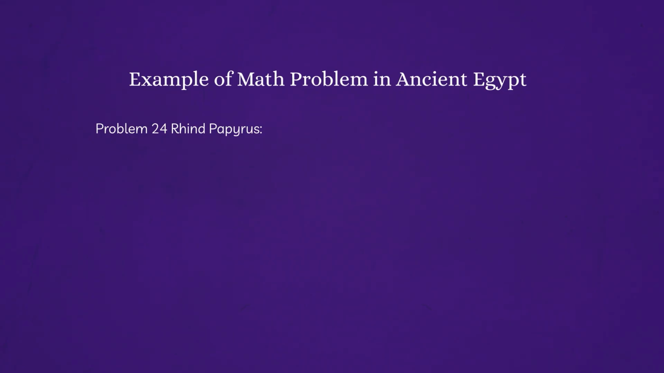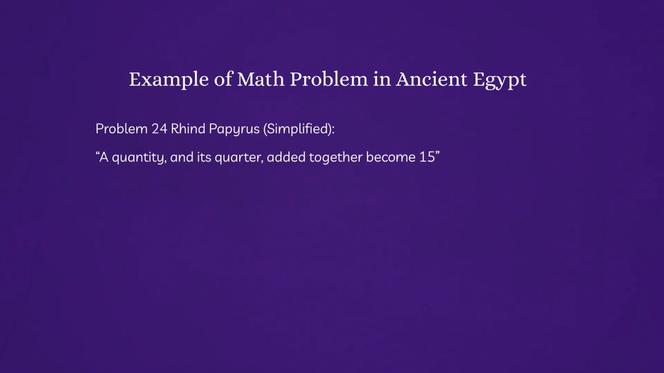In the Rhind papyrus, we find problems like this. A quantity and its seventh added together become 19. That's the original, but to make the method clearer, let's look at a simpler version with a quarter instead of a seventh. A quantity and its quarter added together become 15. In our modern language, we'd immediately write x plus 1/4 equals 15.